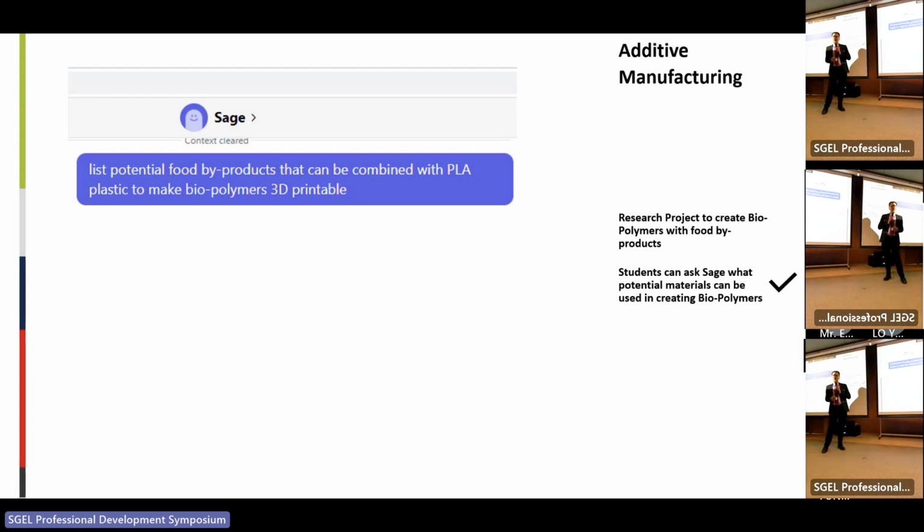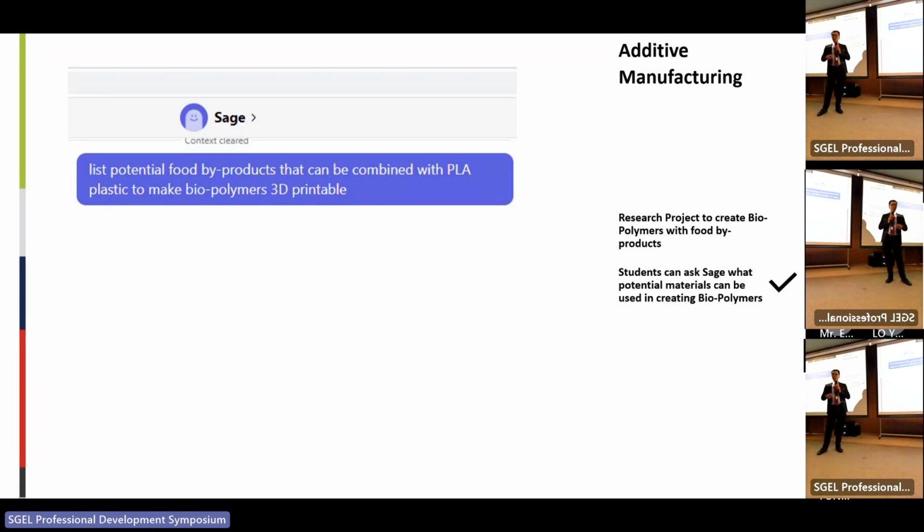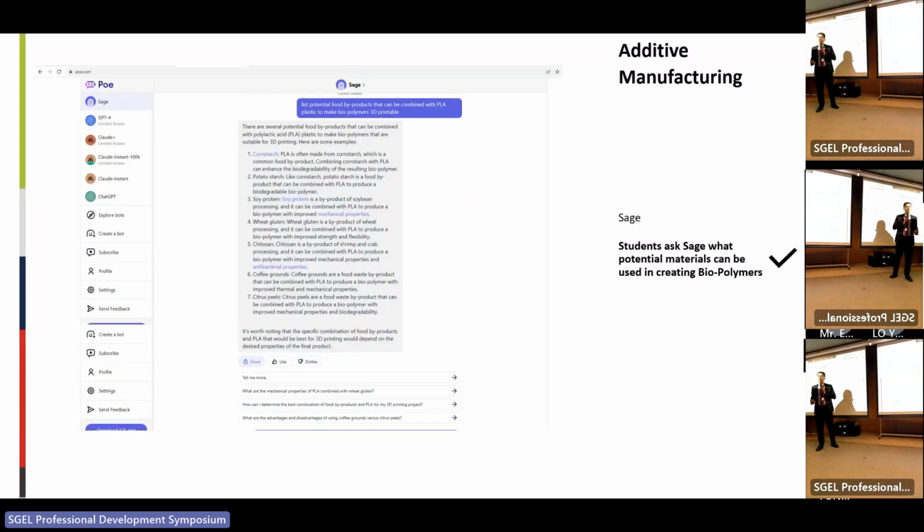As part of that, we have a member in the audience, Portal, who's the team leader for that project. I work under that. We can ask it prompts like this one: list potential food byproducts that can be combined with PLA plastic to make a biopolymer, but 3D printable. Being able to enter a prompt like that makes our research so much quicker, and gets the runs on the board. Here they just give us 7, but you can keep drilling to see what other ones you can use.